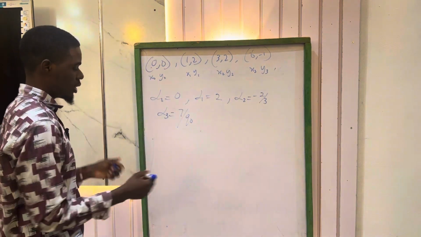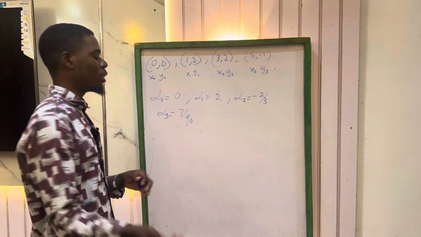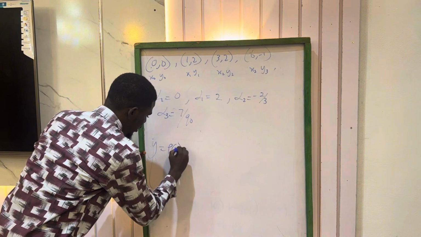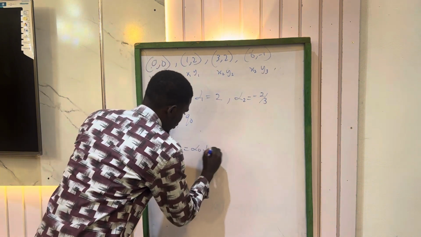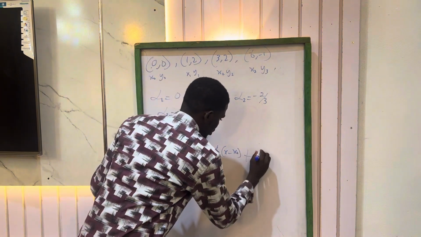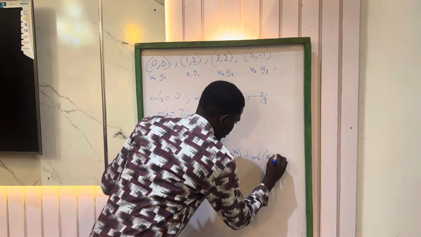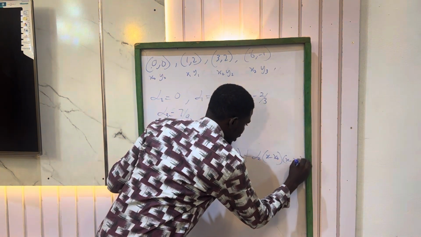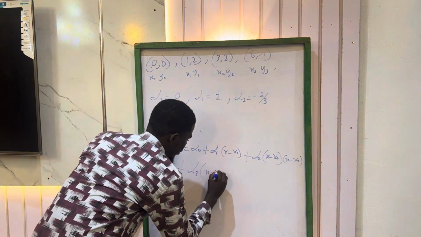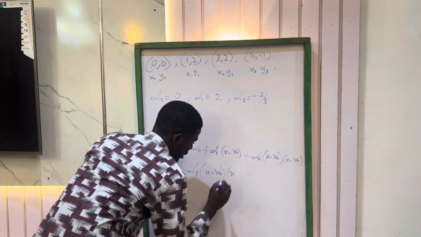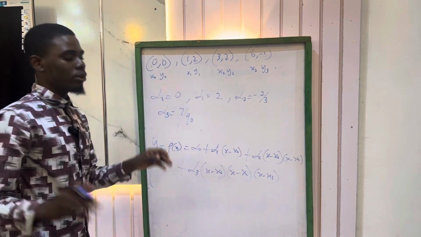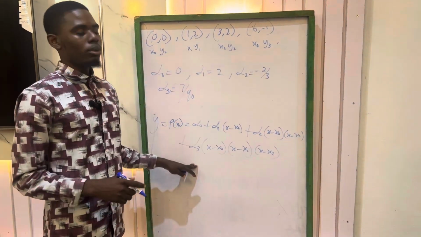The formula for the Newton divided difference approach is y = p(x) = alpha 0 + alpha 1 (x - x0) + alpha 2 (x - x0)(x - x1) + alpha 3 (x - x0)(x - x1)(x - x2). As we already said, we are stopping at this term because we have just 4 data points.